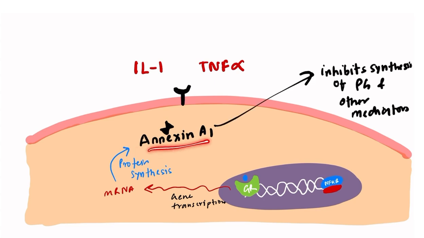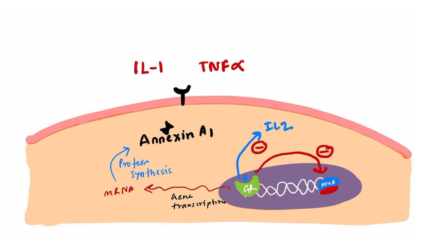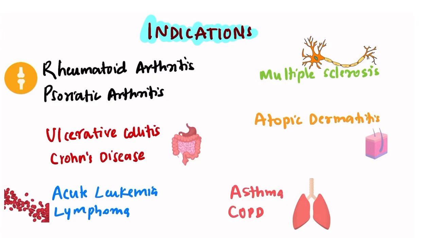The function of this annexin A1 is to inhibit the synthesis of prostaglandin and other mediators. Also, prednisolone inhibits the expression of interleukin-2. Interleukin-2 is important for immune response. And the third action of prednisolone is on NF-kappa B, that is, it inhibits its expression and hence inhibits cytokine production.